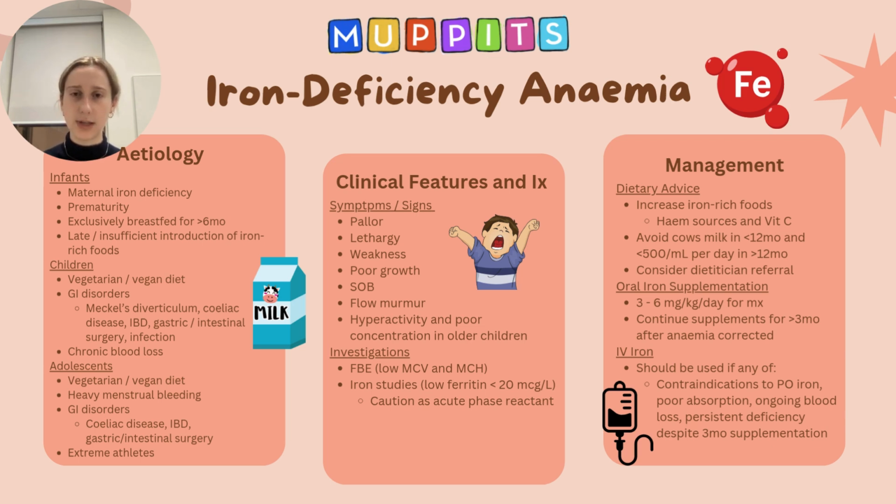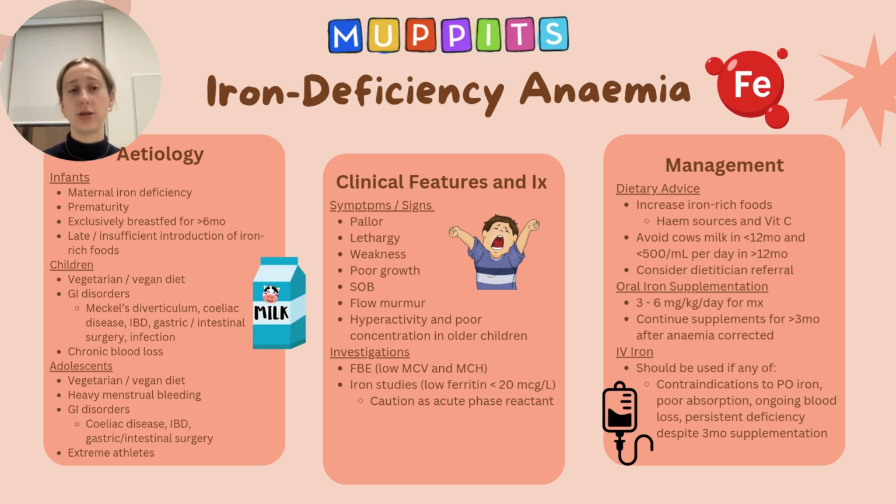And sources of vitamin C, fruits like oranges, kiwi fruits, and spinach as well, because that really helps with the absorption. Avoiding cow's milk altogether in children under 12 months of age, and less than 500 mils per day in children over 12 months of age. And considering a dietitian referral, particularly in children who follow a vegan or vegetarian diet.